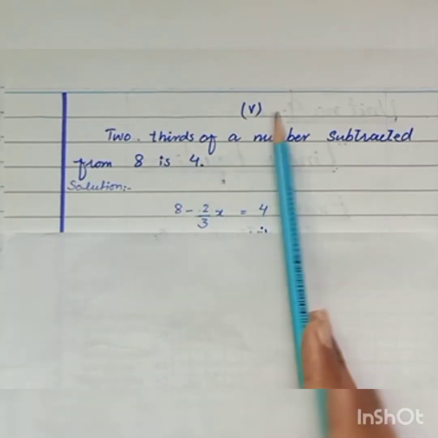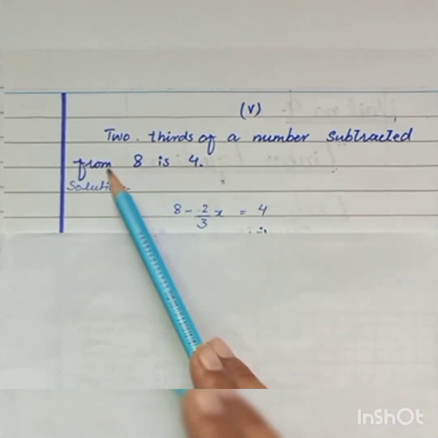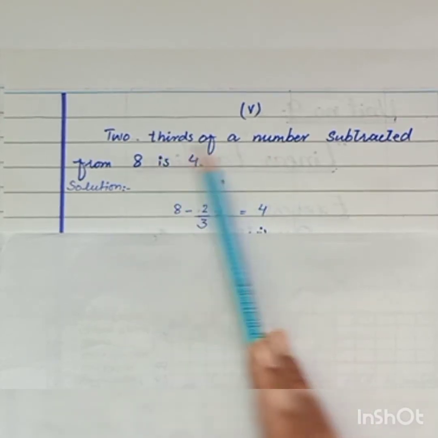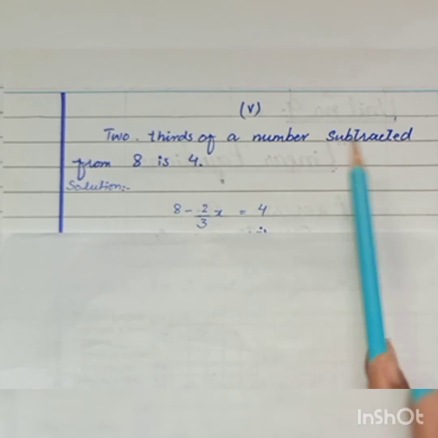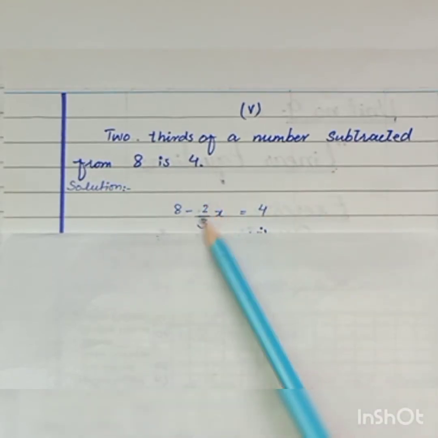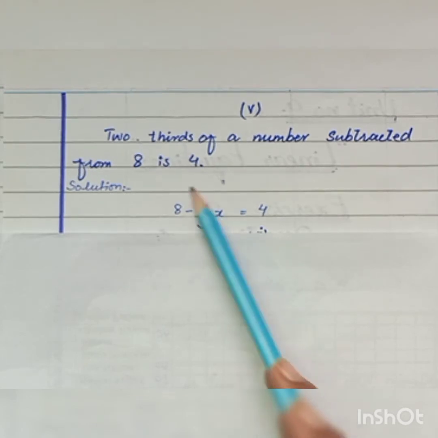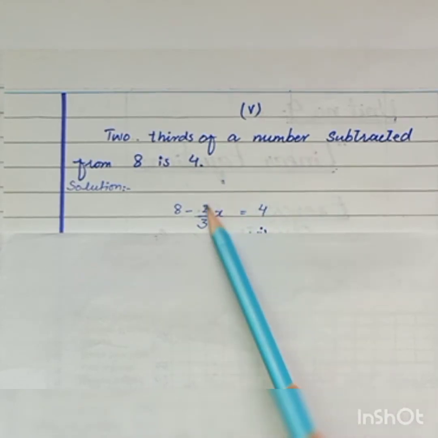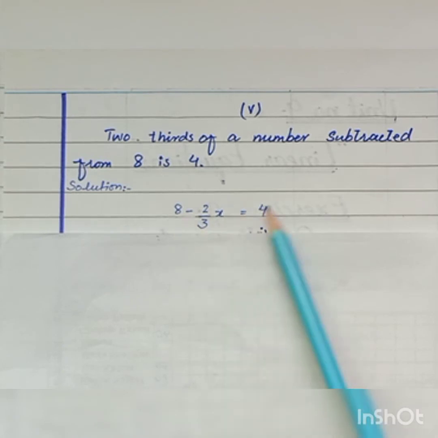Now part number 5 is 2/3 of a number subtracted from 8 is 4. Again we let the number x, and 2/3 of a number means 2/3 x, as we have let x as a number. So 2/3 x subtracted from 8: 8 minus 2/3 x is 4. So 8 - 2/3 x = 4.